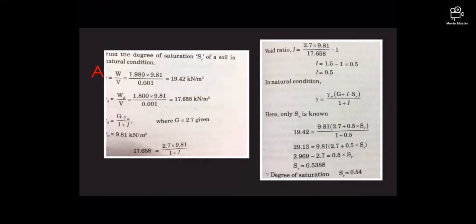So gamma d, we know, is G gamma W by 1 plus E. Here in the explanation it's represented as I, so just consider it as I. So we are substituting all the values here, and we are getting the solution for void ratio I as 0.5.